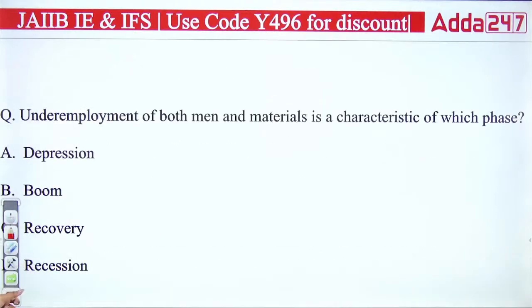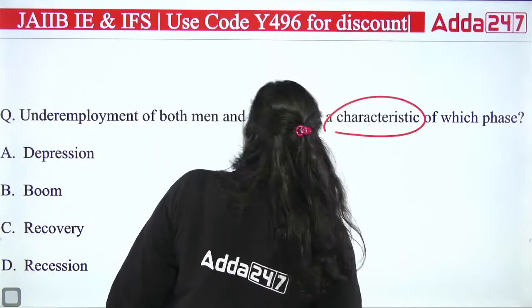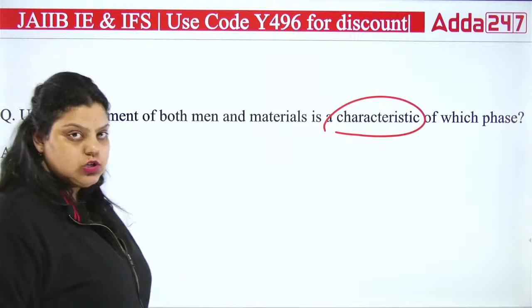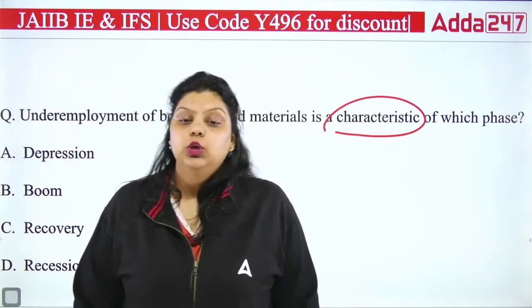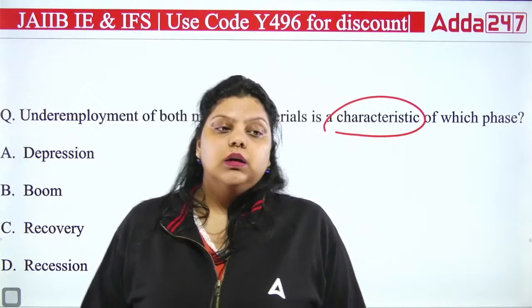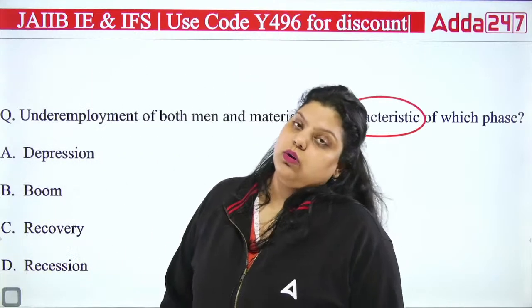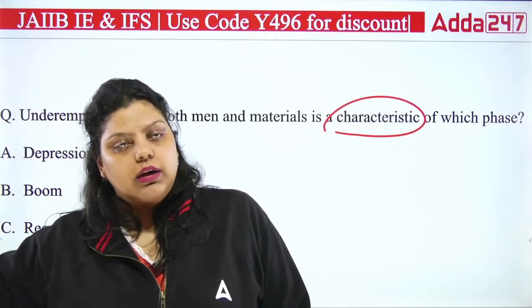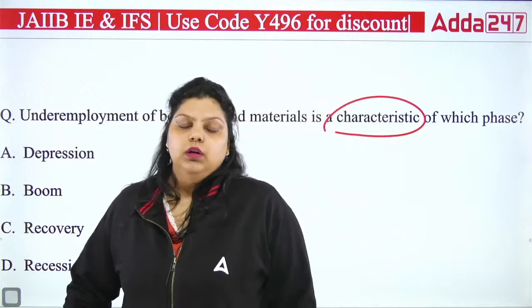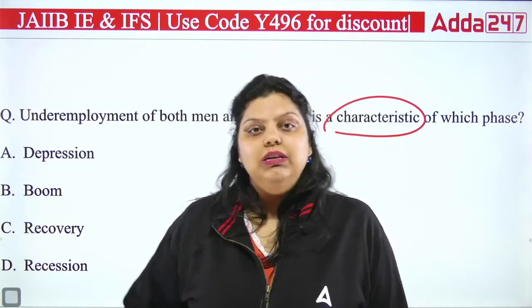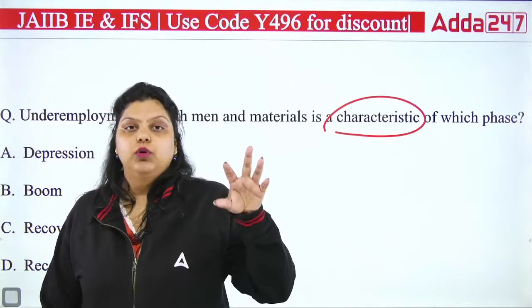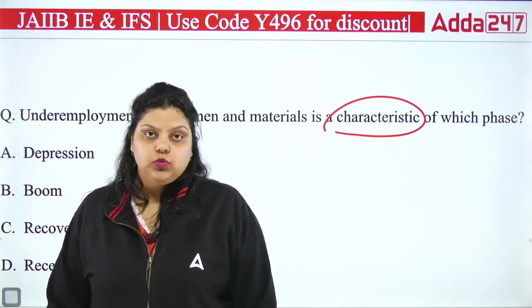Now, underemployment of both men and material is a characteristic of which phase of the business cycle? We have discussed underemployment in the unit 1 discussion as well. Underemployment means you have got a job of a level which is actually below your level. For example, you have to settle for a job which is not justifiable as per your skills and qualification. With a greater qualification, you have to settle for a lower job. That's an underemployment situation.